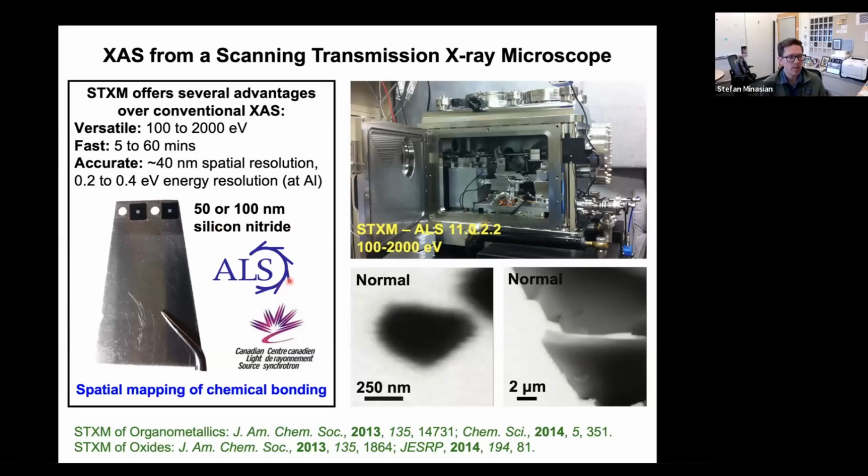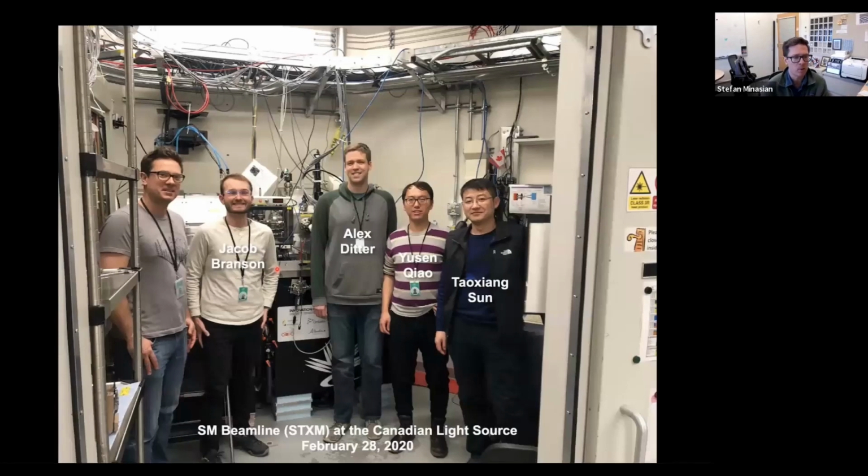As I said, we historically do a lot of these measurements at the ALS. More recently, we've also been doing a lot of work at the Canadian Light Source, which has a very similar STXM. This is a picture of some of us at the STXM at the Canadian Light Source just prior to the COVID lockdown. Normally we don't travel with this many people, but this was a really good opportunity to train some new users. Here is Jacob Branson, who's done a lot of the experimental work I'm going to tell you about today. Alex Ditter is another postdoc working with us, and David Shu has been enormously helpful throughout a lot of these measurements. Another postdoc here, Yusin, and then Professor Taoxing Sun, who was visiting us just prior to COVID, participated in many of these measurements.